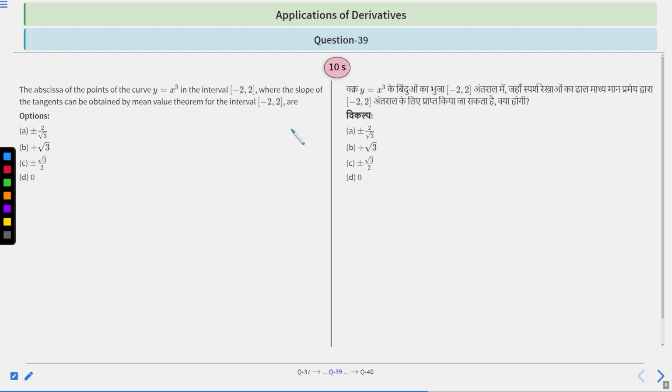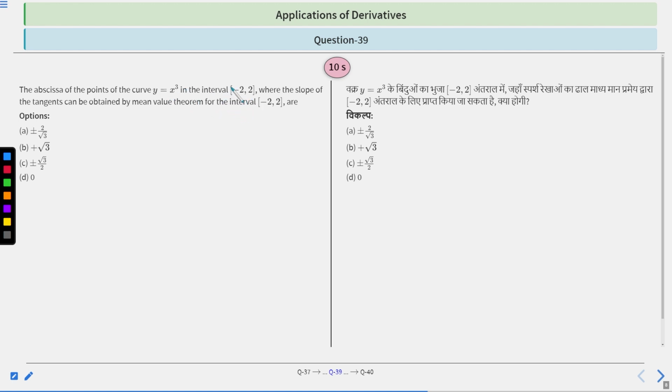Again, we have to use mean value theorem. We basically have to find the abscissa of this curve. Now, what were the conditions of mean value theorem? As we know, the function should be continuous in between a to b. Yes, y equal to x cube is continuous in -2 to 2.